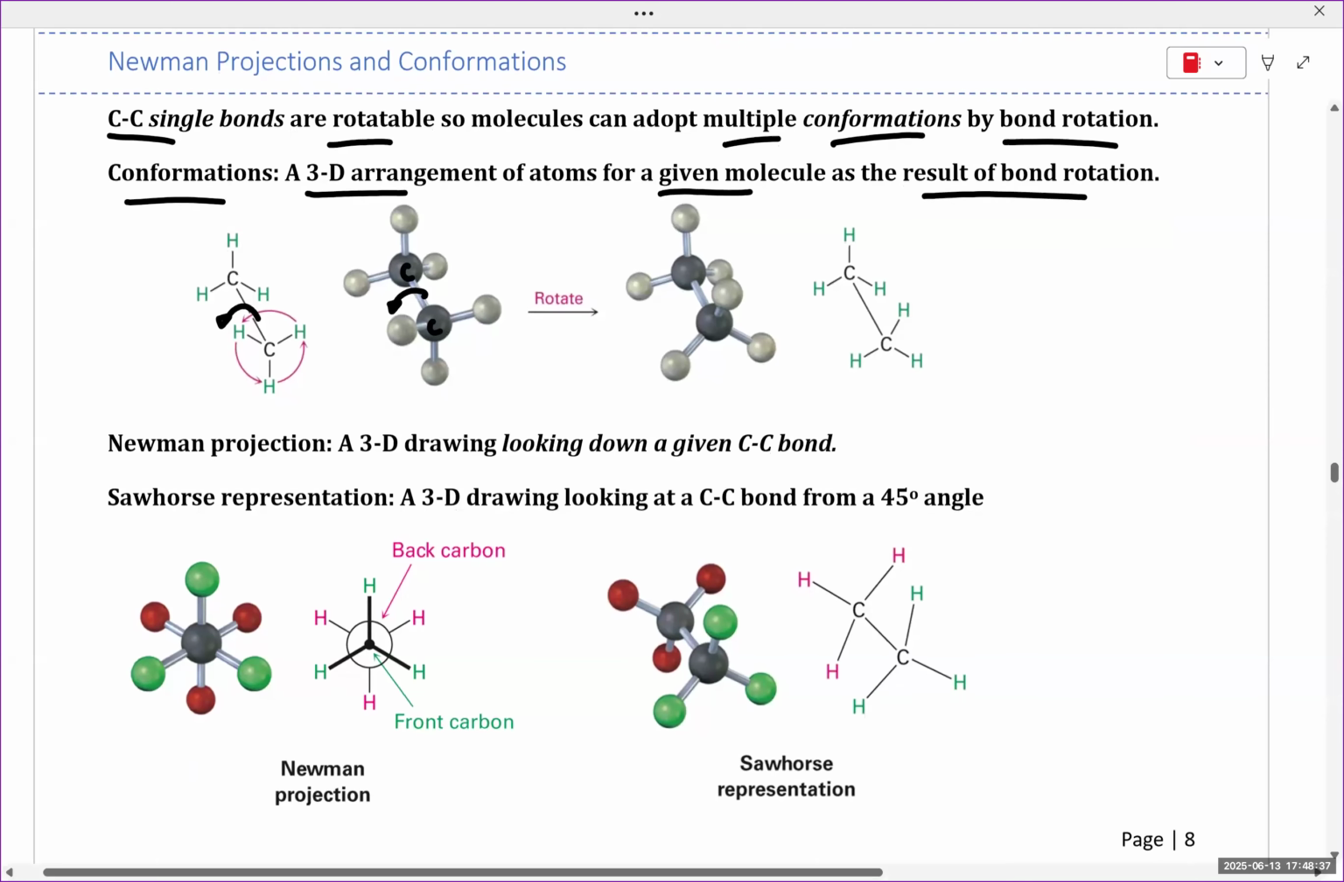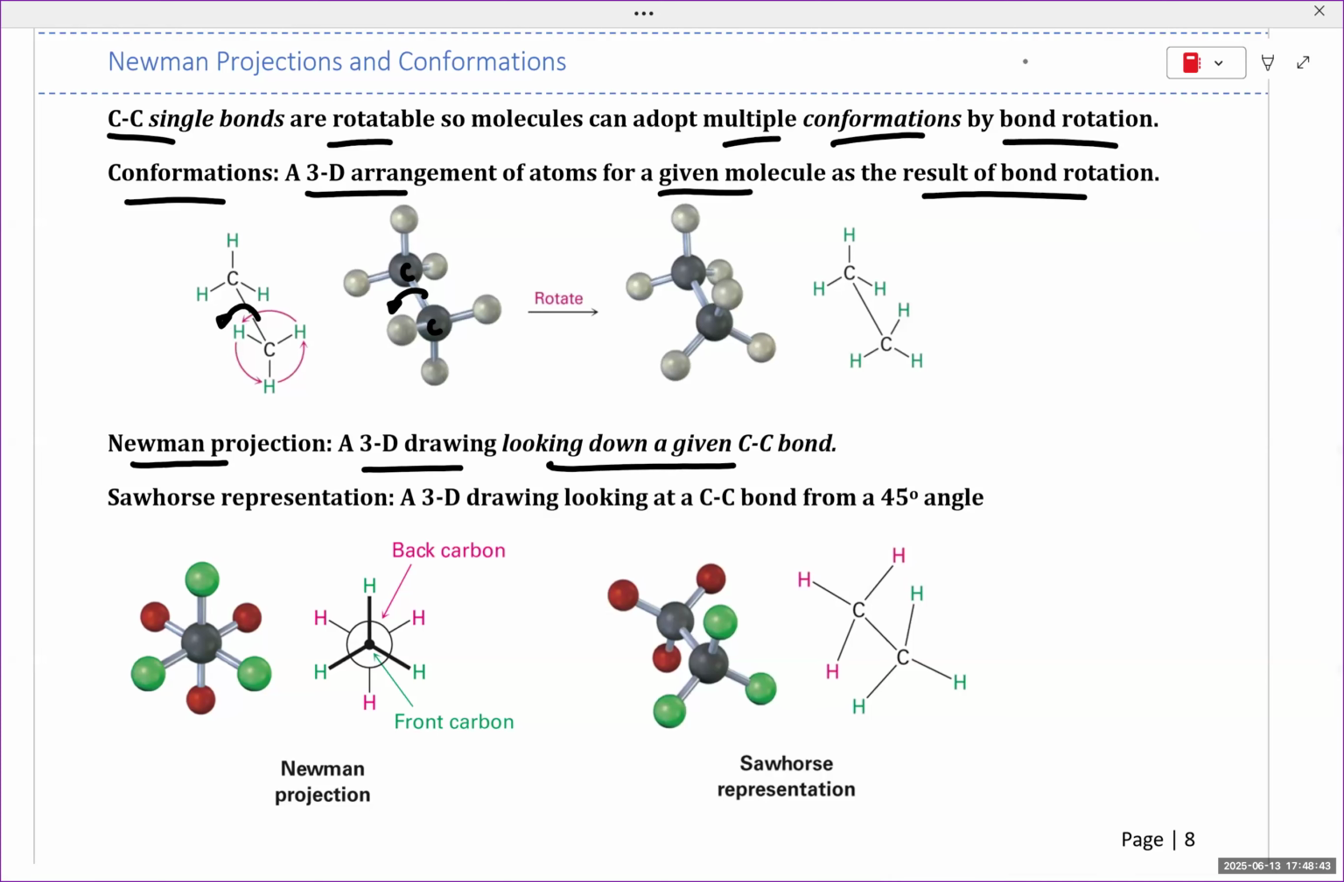Now, a Newman projection is a 3D drawing looking down a carbon-carbon bond. So for example, if I took my eye and I stared down this carbon-carbon bond, I would see what's known as a Newman projection. The front carbon is drawn in the front, the back carbon is not visible, and the substituents are drawn for the front carbon in front of the circle. In the back carbon, those substituents are drawn in the back of the circle. We will talk more about Newman projections. I just want you to get this general idea that with Newman projections, you're looking down a carbon-carbon bond. And that's why the back carbon is not visible.